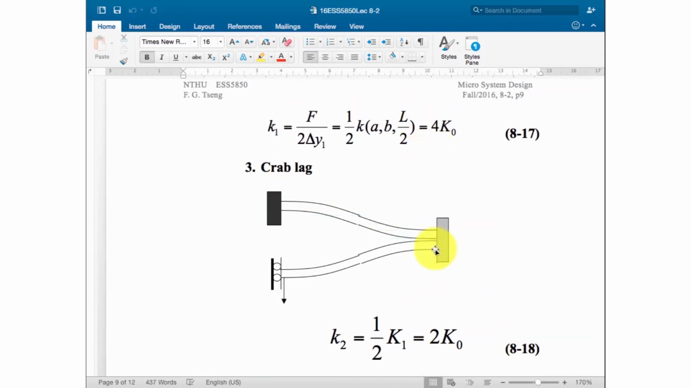So the crab leg will be softer than only a single spring. You have 2 springs over here, so you get double the deflection. So the spring becomes softer, with the spring constant changing from 4K0 down to 2K0. Okay, is that understandable? Okay.